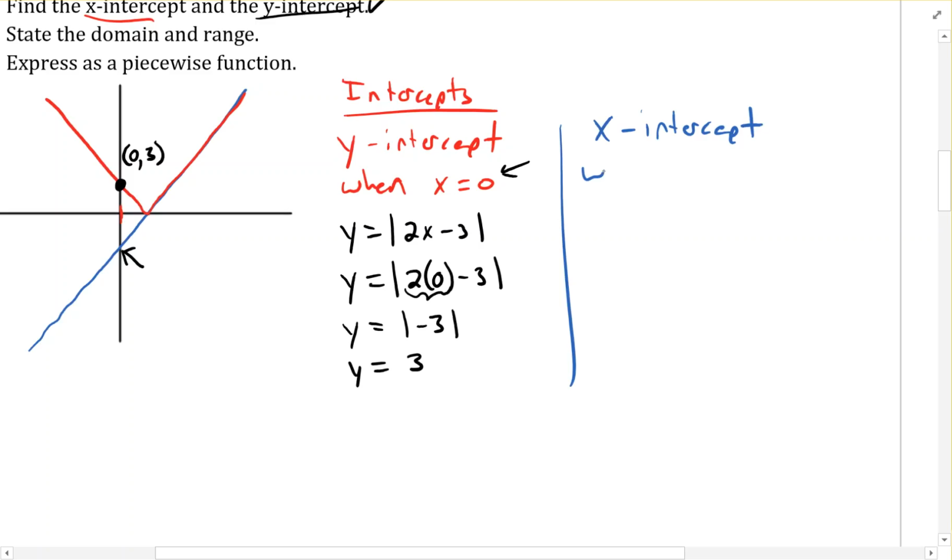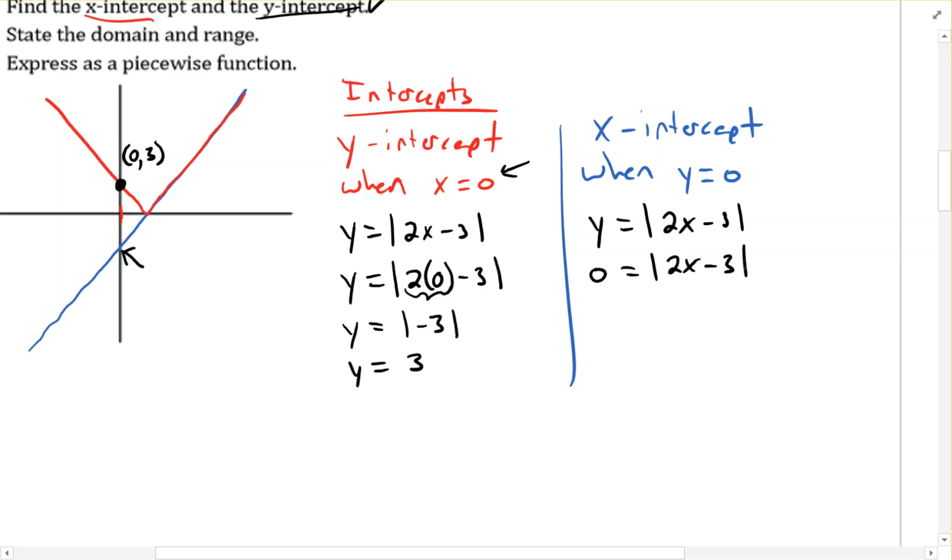That's going to be when y is equal to 0. Okay, so let's just start out with our equation again. So y is equal to the absolute value of 2x minus 3. So when y is 0, we got the absolute value of 2x minus 3.